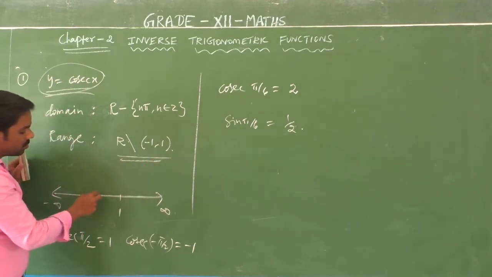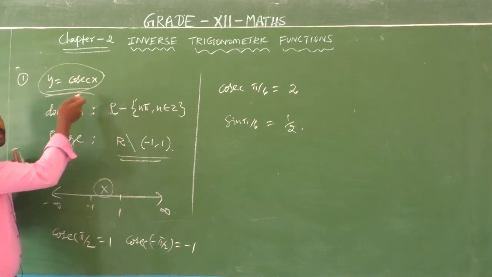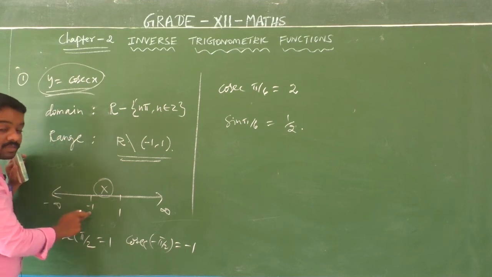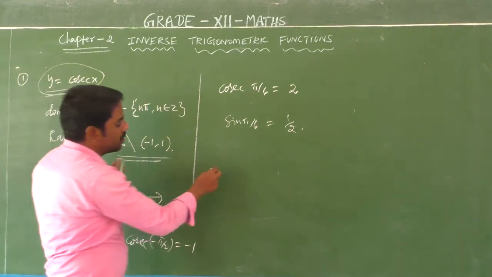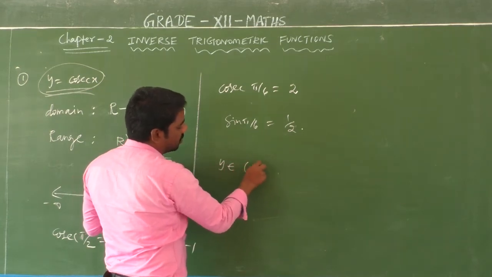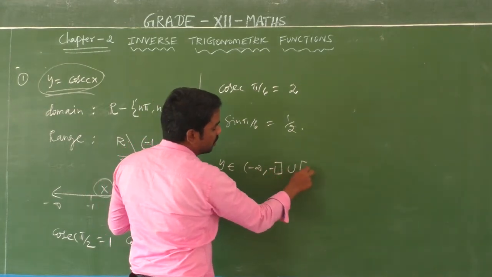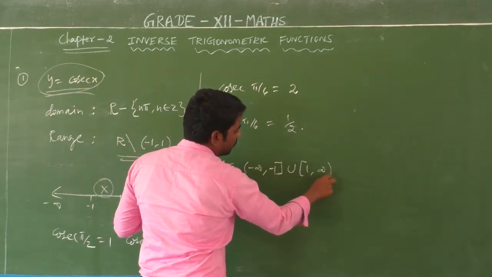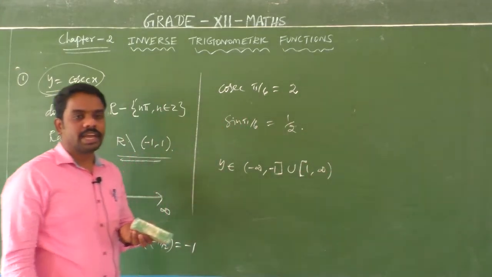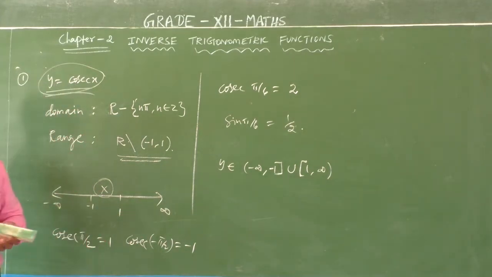But in the open interval minus 1 comma plus 1, there are no values in this curve y equal to cosecant x. This curve has only the closed interval minus infinity comma minus 1. That means y belongs to minus infinity comma minus 1 closed interval, union 1 comma infinity. So this is the range of the function y equal to cosecant x.